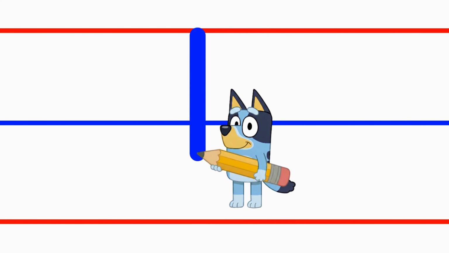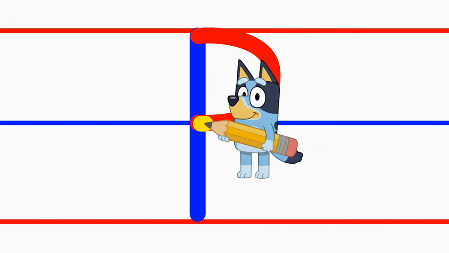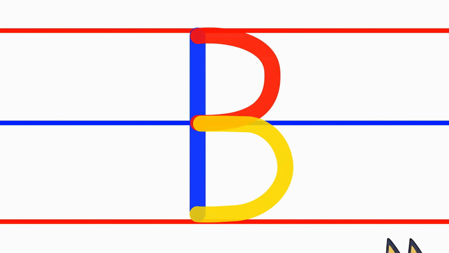Standing line. Half circle. And one more half circle. Capital B.